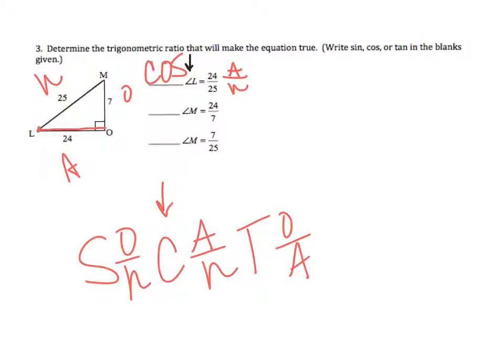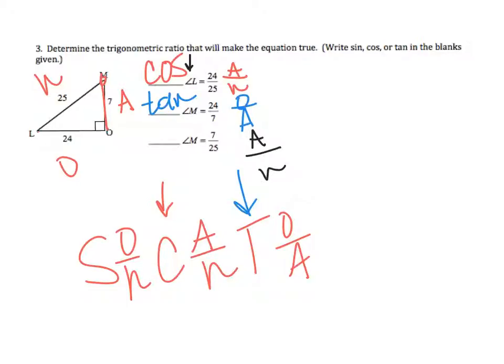Okay, now the next two deal with angle M. So that means I got to switch my A and my O. So 24 was the O, 7 was the A. What deals with O over A? That's tangent, so you're going to write TAN. And then the last one, 7 is A, 25 is H. What has A over H? That's your cosine again.